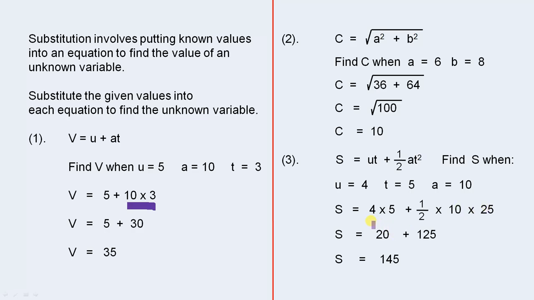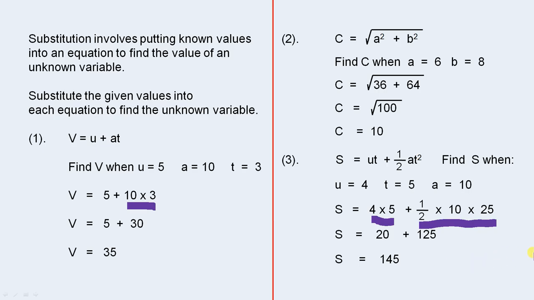Now, similar to example 1, we have to do that multiplication before we do any addition, because that's the rule when it comes to order of operations. So 4 5s are 20. So we've done that part. Now a half times 10 is 5. 5 times 25 is 125. So 20 plus 125 is 145.